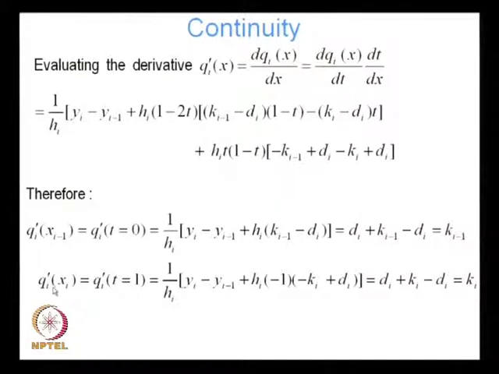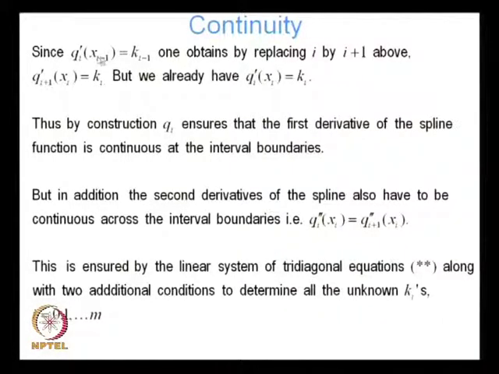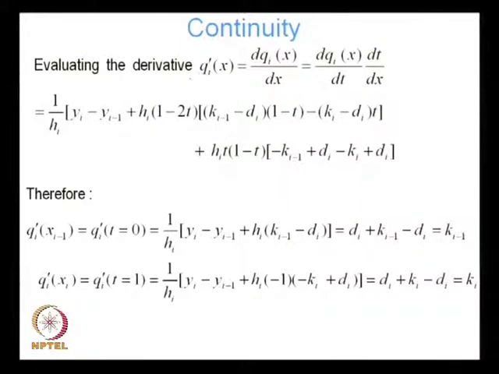Then if I want to evaluate qi prime at xi, I am using the same interval, xi minus 1, xi, and I am evaluating the derivative at xi. That means I am evaluating the derivative at t equal to 1. If I substitute t equal to 1 in this expression, I get qi prime equal to ki. Then I use the fact that since qi prime at xi minus 1 is equal to ki minus 1, if I replace i by i plus 1, I can get q prime at xi for the next interval, which is equal to ki. But we have already found that qi prime at xi is equal to ki.